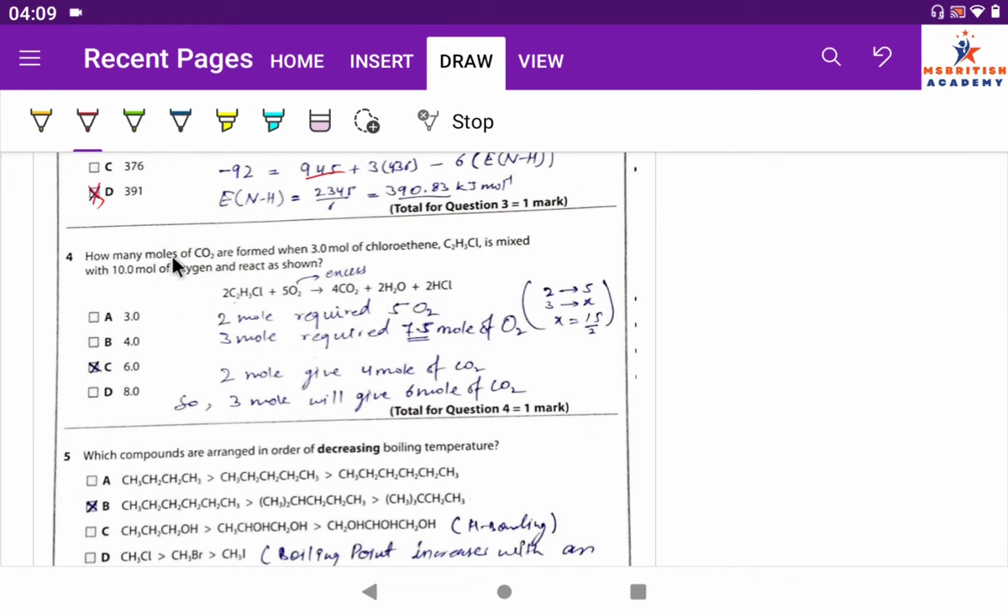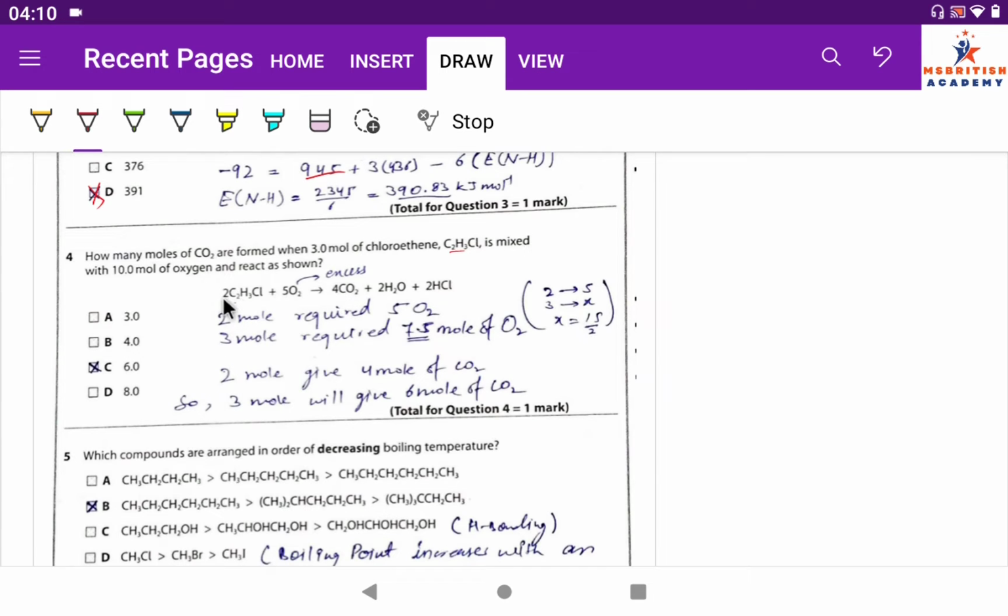Now question number 4. How many moles of CO2 are formed when 3 moles of chloroethene, this is the formula of chloroethene, is mixed with 10 moles of oxygen and react as shown? It is given 3 moles of this. When 3 moles of chloroethene reacts with 10 moles of oxygen, how many moles of carbon dioxide form?